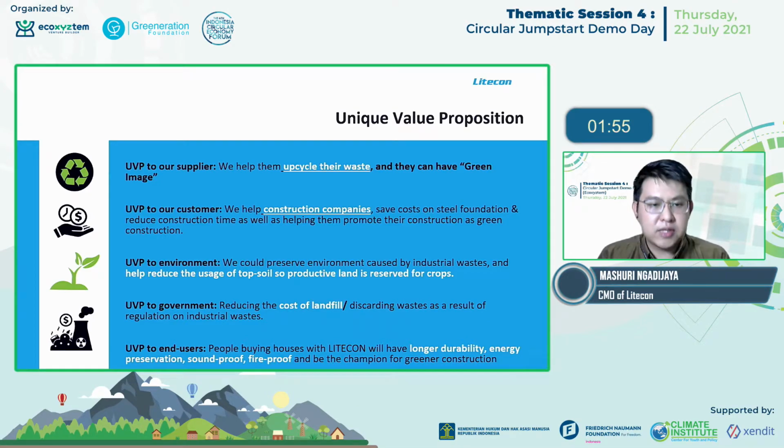The first stakeholders are our suppliers, the manufacturers that are the power plants. Basically, we help them upcycle their industrial waste. And to construction companies, we help them save steel structure costs and also time to install products, because LightCon is lighter, bigger, more durable, and easier to install. To the environment, we help reduce usage of topsoil and also reduce the carbon dioxide produced in clay brick production. And to end users, LightCon will provide longer durability and energy preservation, and also better soundproofing qualities in their buildings.